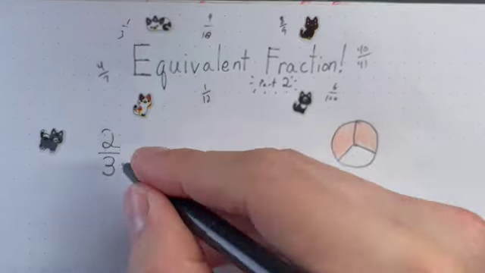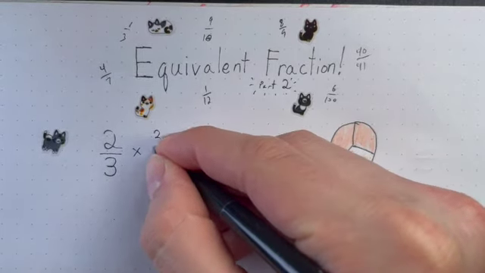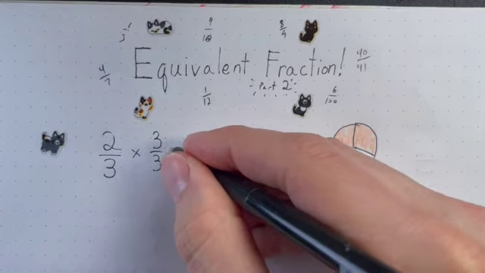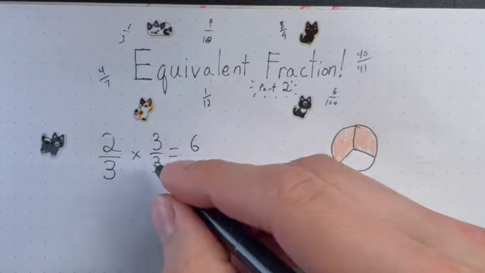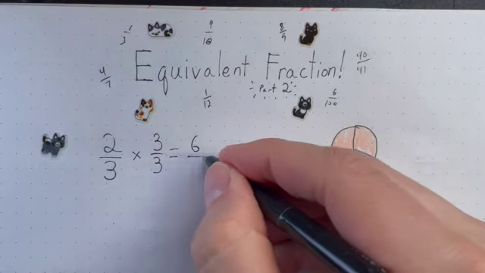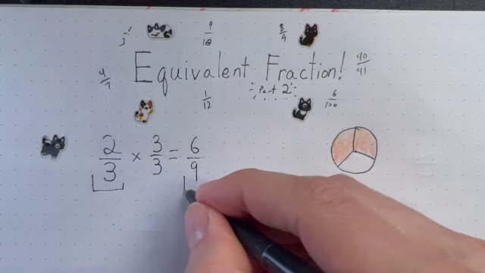Now we're going to use multiplication to find an equivalent fraction. How that works is we'll multiply the top number and the bottom number by the same thing. So when I multiply 2 by 3, I get 6. And when I multiply 3 and 3, I get 9. So 2/3 is equal to 6/9.